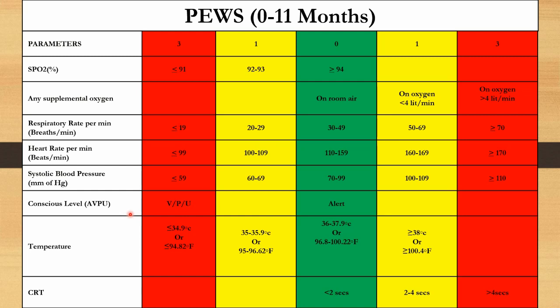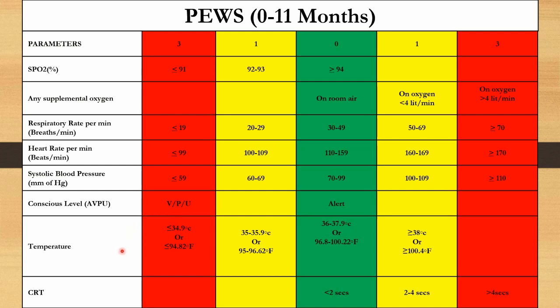The next one is conscious level. If the baby is alert, give a score of 0. If the baby has response to verbal or painful stimuli or is unresponsive, give a score of 3.